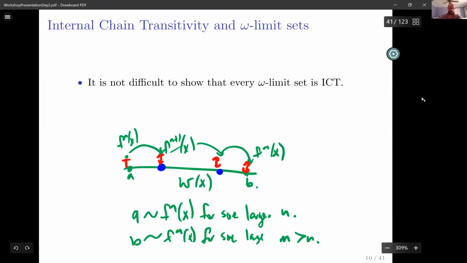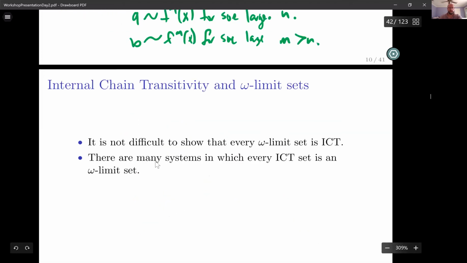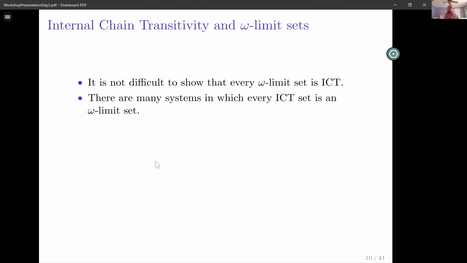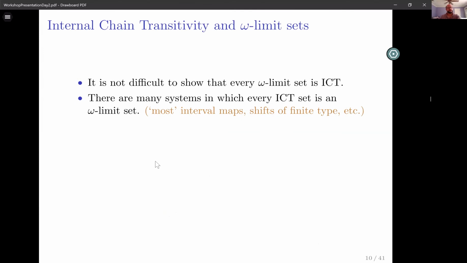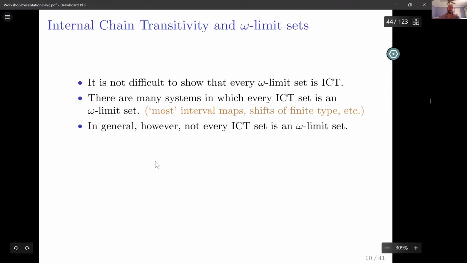All right, so let me get that. Okay, so onward. All right, now there are in fact many systems in which every ICT set is also an omega limit set. In a very real sense, most maps of the interval, the shifts of finite type that we talked about yesterday, and lots of other systems. But in general, for a general dynamical system, there are ICT sets which are not omega limit sets. And we're going to look at some of these today.